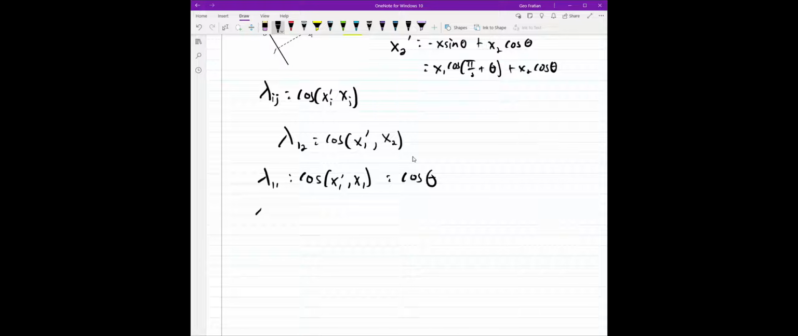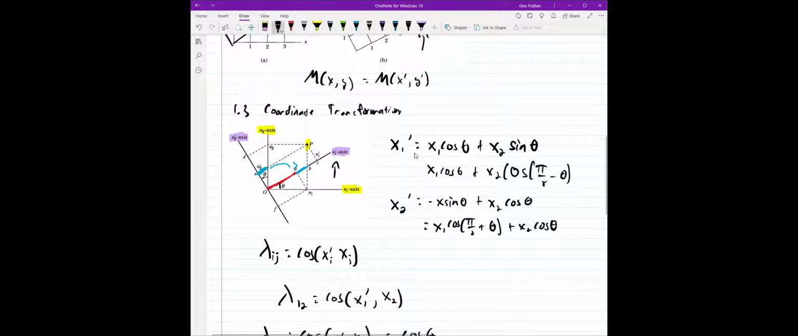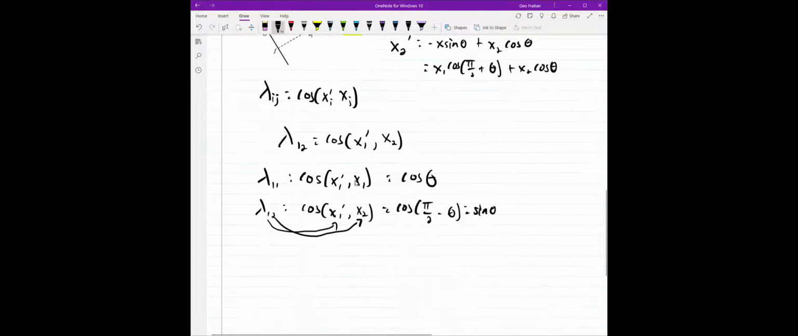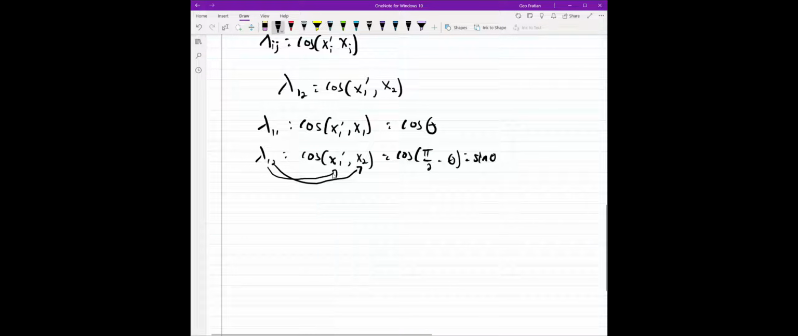And the same thing, we go to lambda 1,2. Well, that's cosine of x1 prime, comma, x2. Remember, i maps to here, j maps to here. And that's just equal to cosine of pi over 2 minus theta, which is sine theta, which is the exact same thing we had right here. And then we can continue this, and you basically get lambda 2,1 is equal to negative sine theta. Lambda 2,2 is equal to cosine theta.